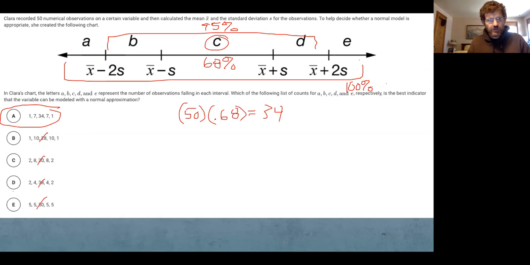But of course, we can confirm. If we go to 2 standard deviations out, the B and the D added together with the C, according to this, is 48 observations. So I'm going to do 48 divided by 50 to get 96%. Of course, we want 95%, so that's pretty close, and the rest of the observations fall outside of that. So A is the answer.